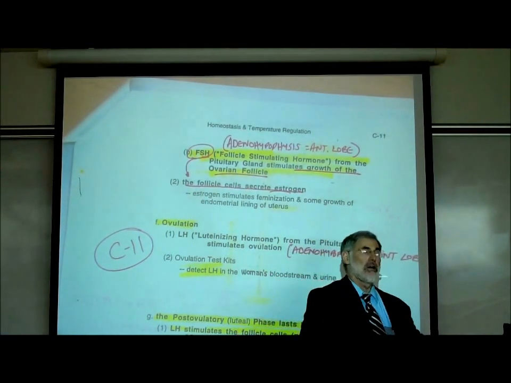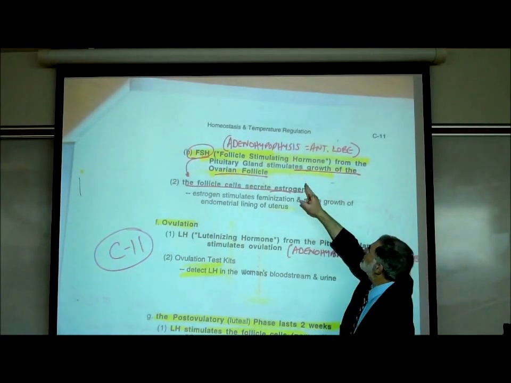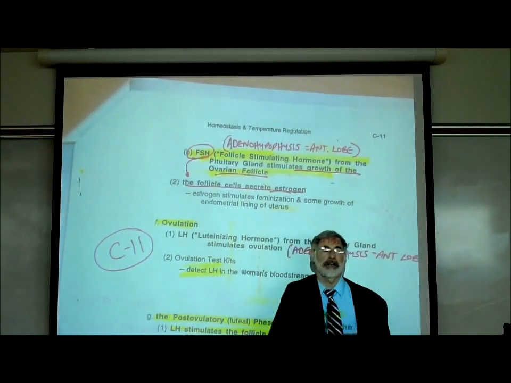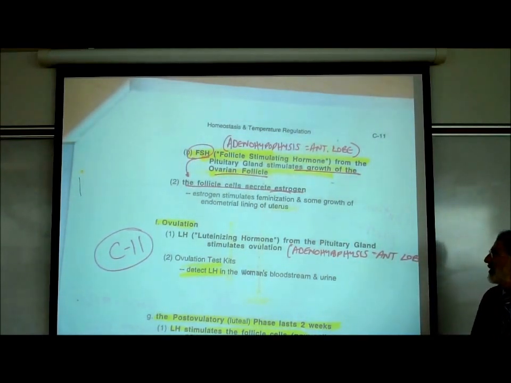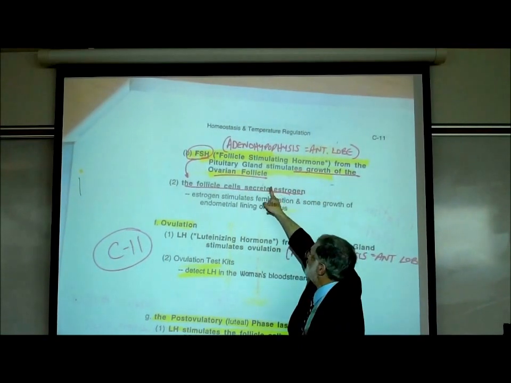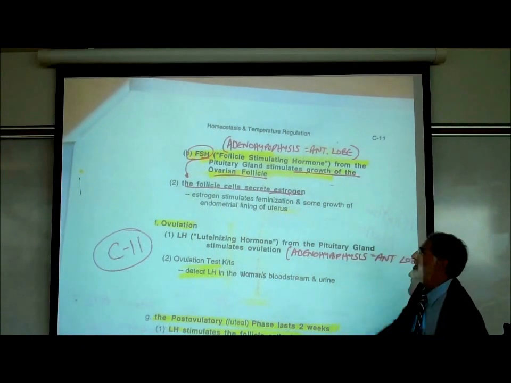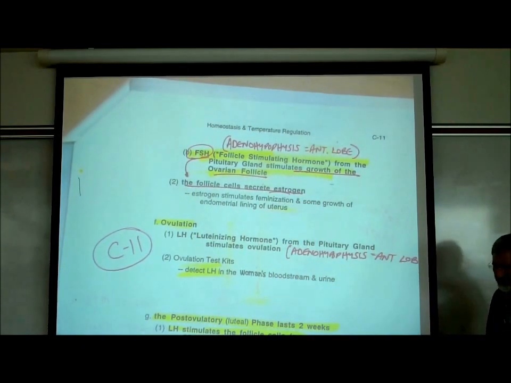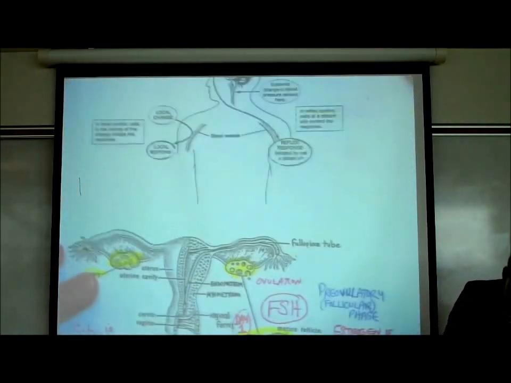Names mean something. Follicle Stimulating Hormone. This hormone stimulates the growth of something called an ovarian follicle, something that's in the ovaries. Not only does FSH stimulate the growth of an ovarian follicle, it also stimulates the follicle cells of that ovarian follicle to secrete estrogen. So before we go any further, let's go back to our picture on C8.